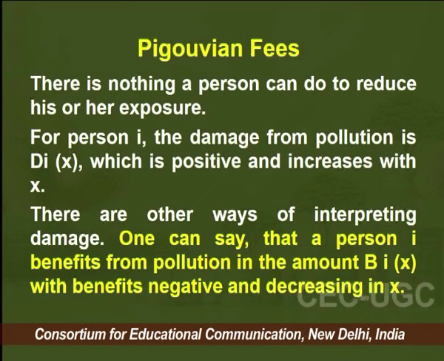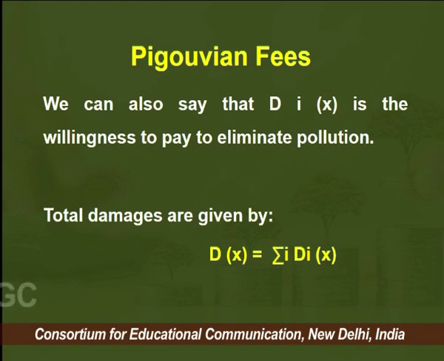the other way of interpreting this damage is to look at it from the benefit side. One can say that a person i benefits from the pollution in the amount B_i(x), with the benefits being a negative and decreasing function in x. So if you emit, benefits go down, and if you emit, damages go up. They both behave in opposite manner. Benefit is again the opposite of damage. Considering this in mind, we can also say that D_i(x) is the willingness to pay to eliminate or reduce pollution. It is the entire incentive to reduce pollution because pollution is causing damage.